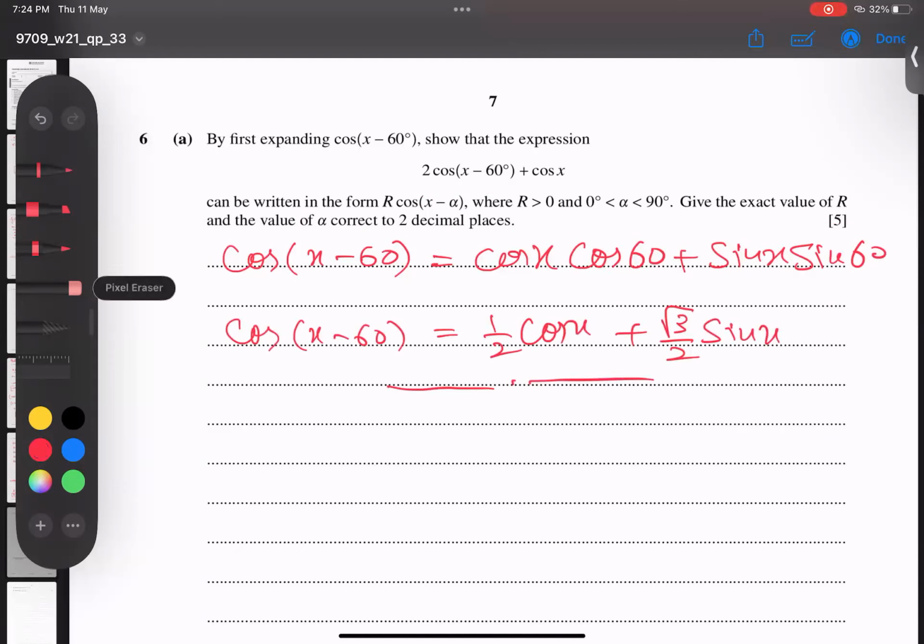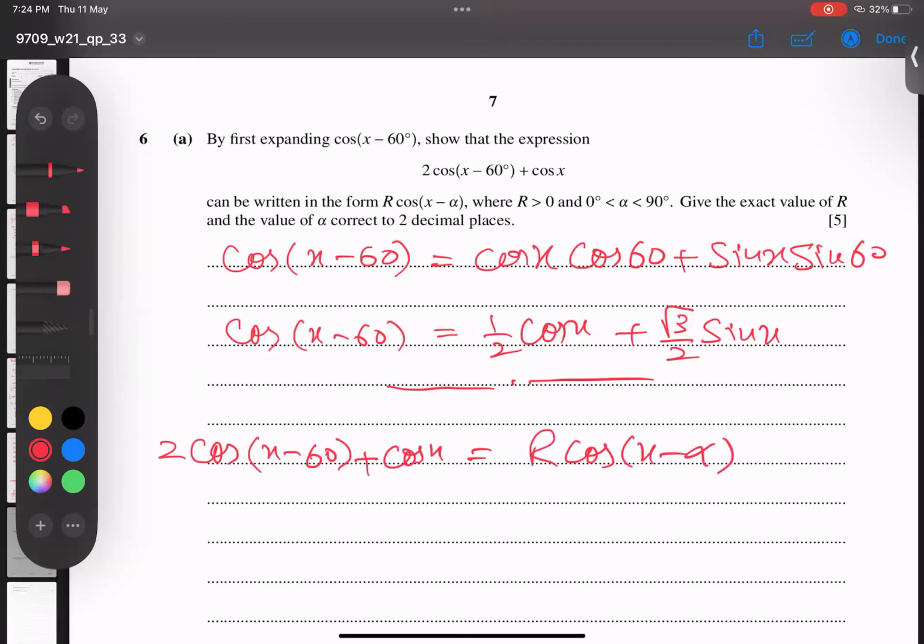And then he's saying that this equation can be written in this form, so I will write it. Let's start: 2 cos x minus 60 plus cos x. He said this can be written in this form, so I will copy this here. If you concentrate, this value is the same. So the whole thing is coming here, and I'm writing it in a bracket.